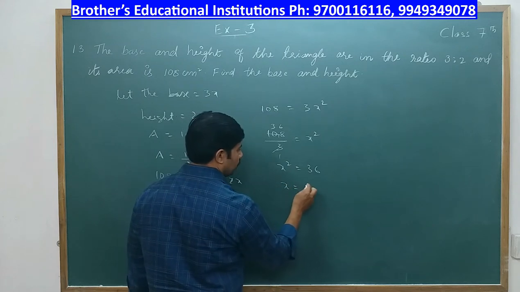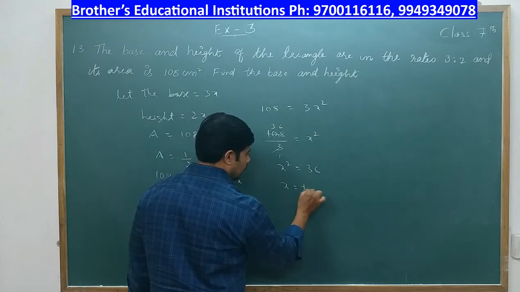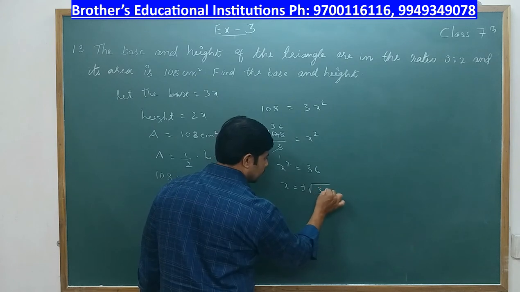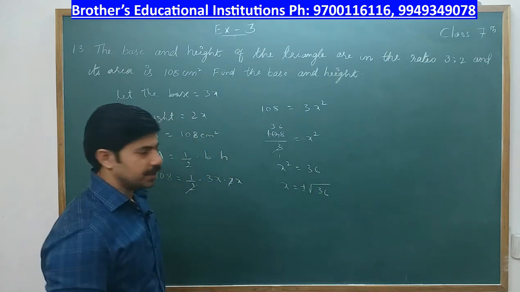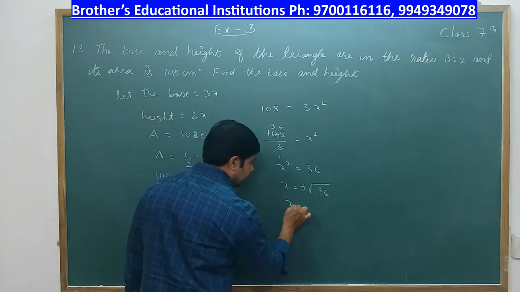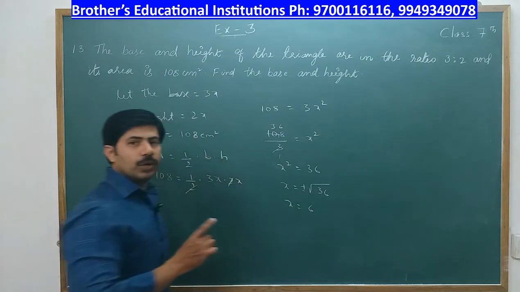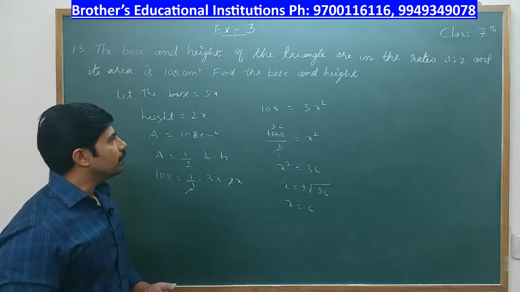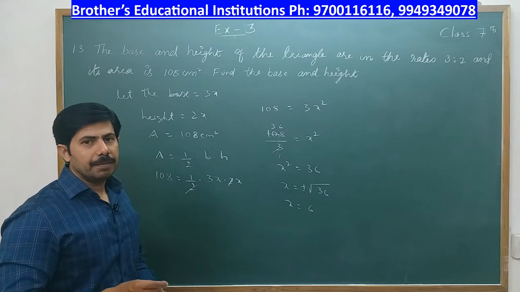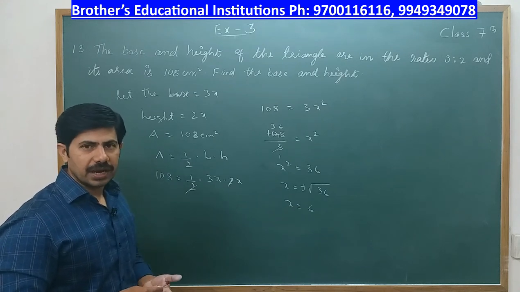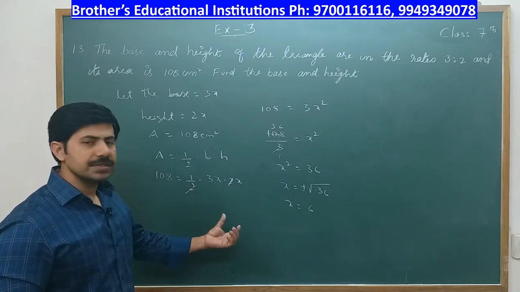So x is equal to plus or minus. Whenever we put root, you put plus or minus root 36. So what we get is x is equal to 6. We take only the positive value. The reason is we are finding the base and height. Base and height cannot be negative as they are the dimensions. So we take x is equal to 6.